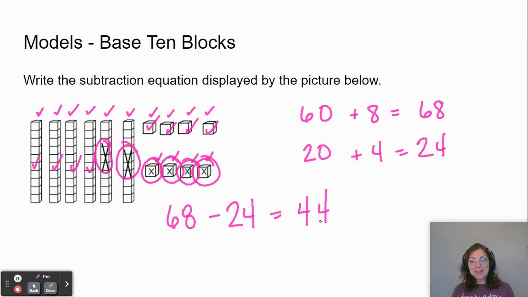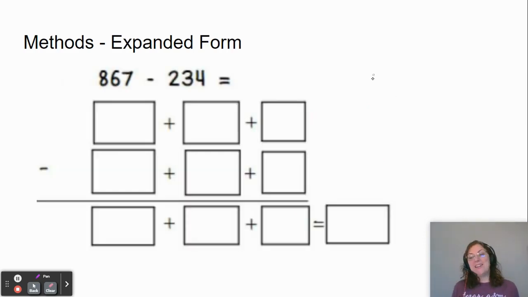Let's take a look at another method. All right. So the expanded form method. Friends, I have to be honest with you. This was not a method I was familiar with when I went to school. In fact, this wasn't even a method I learned when I was going to college to become a teacher. I had to learn this method when I homeschooled my third grader.